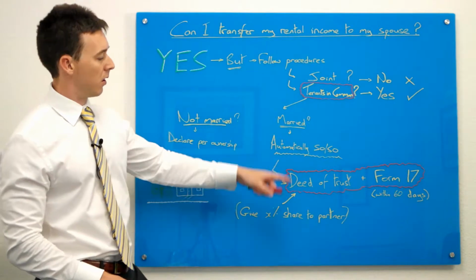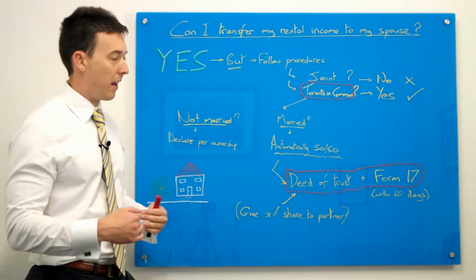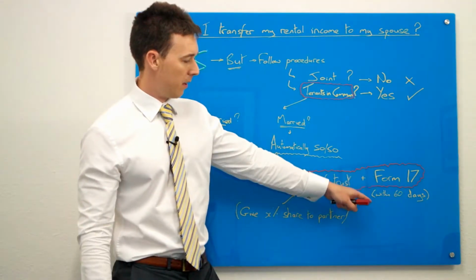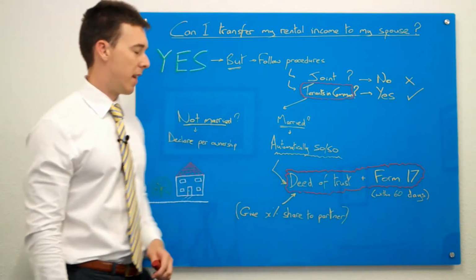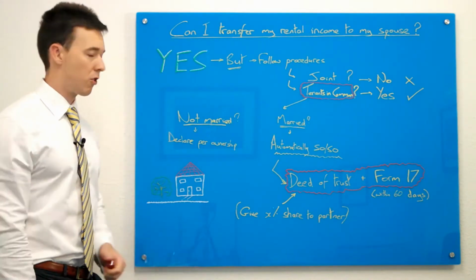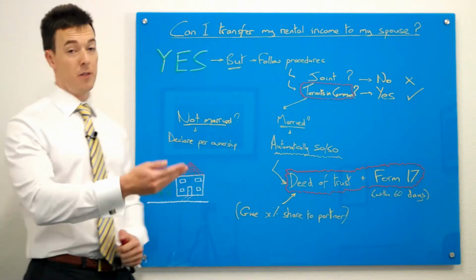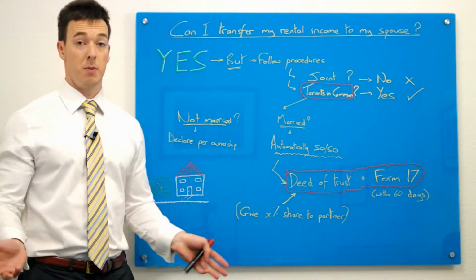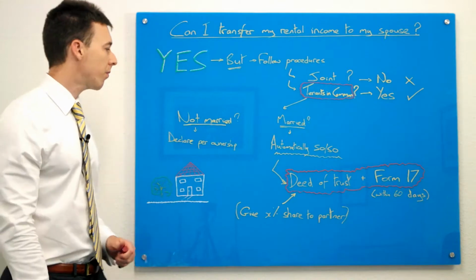So you have to do this deed of trust, ideally when you're buying the property. Then you would do your Form 17 within the 60 days and submit it to HMRC. They would then confirm that's been lodged, and then following on from that, you can declare the income on your tax return as per your entitlement to the asset if it was sold.